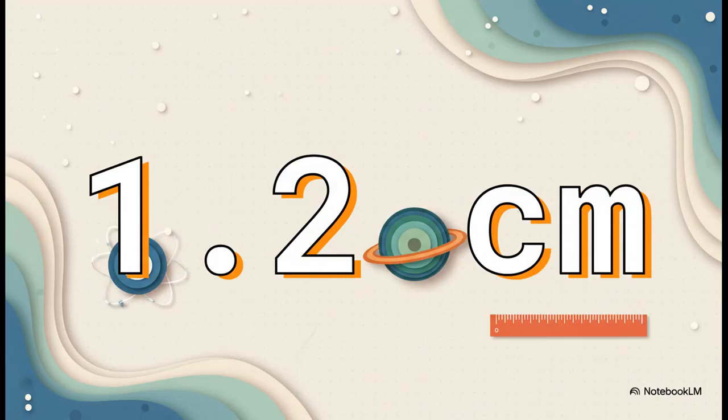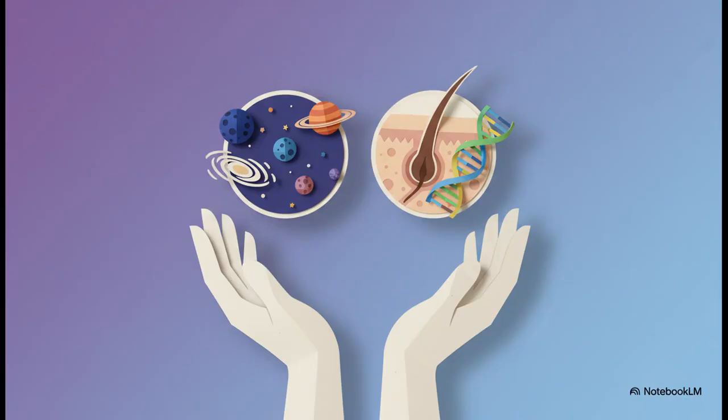Well, that crazy small number works out to about 1.2 centimeters a month. See? That tiny scientific number means your hair grows about this much every single month. Now that is something we can actually picture. And that's the real magic here. Scientific notation isn't just about making numbers shorter. It's a tool that helps us understand the world around us, from something as massive as a planet to something as small as our own hair.